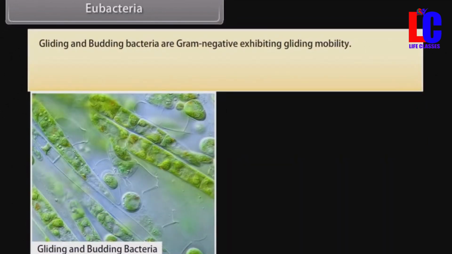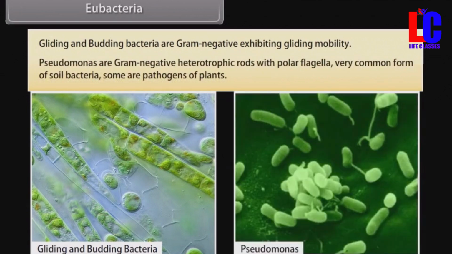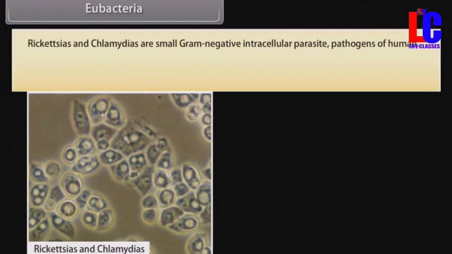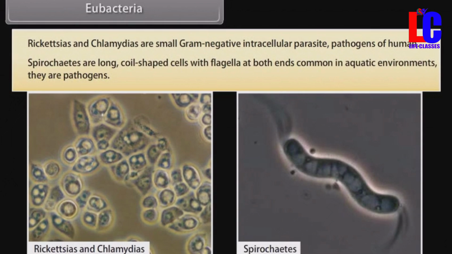Gliding and budding bacteria are gram-negative, exhibiting gliding motility. Pseudomonas are gram-negative heterotrophic rods with polar flagella, a very common form of soil bacteria. Some are pathogens of plants. Rickettsias and Chlamydias are small gram-negative intracellular parasites, pathogens of humans. Spirochetes are long, coiled cells with flagella at both ends, common in aquatic environments. They are pathogens.